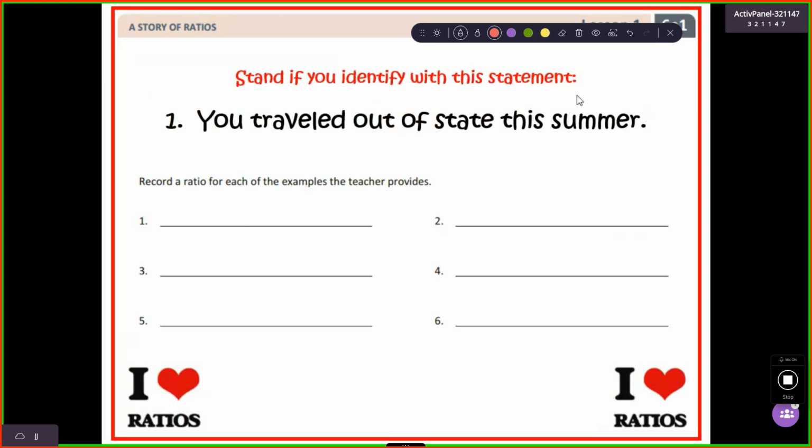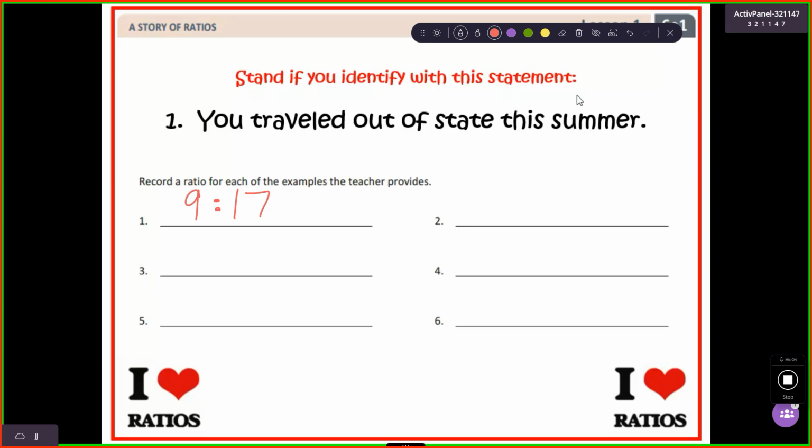I will in just a second. So you traveled out of state this summer. If you went out of Mississippi this summer, raise your hand. And we already know that we had a total of 17 people. So if you went out of Mississippi, 1, 2, 3, 4, 5, 6, 7, 8, 9. That is 9 people out of how many? How many was in here? 17. Is that correct? Yes, ma'am. Okay.